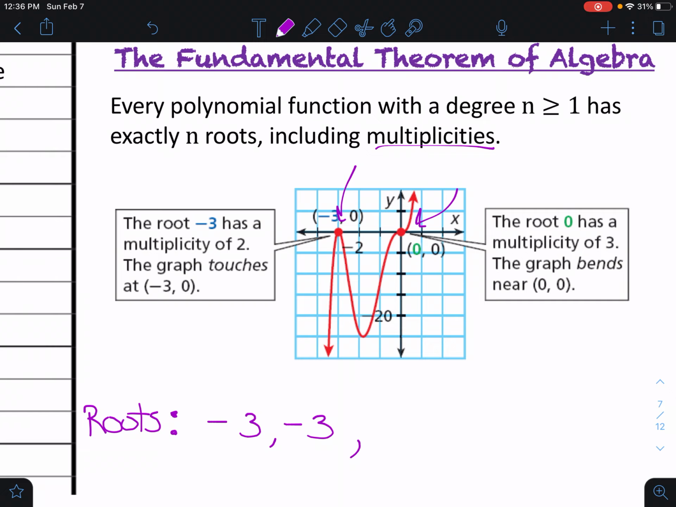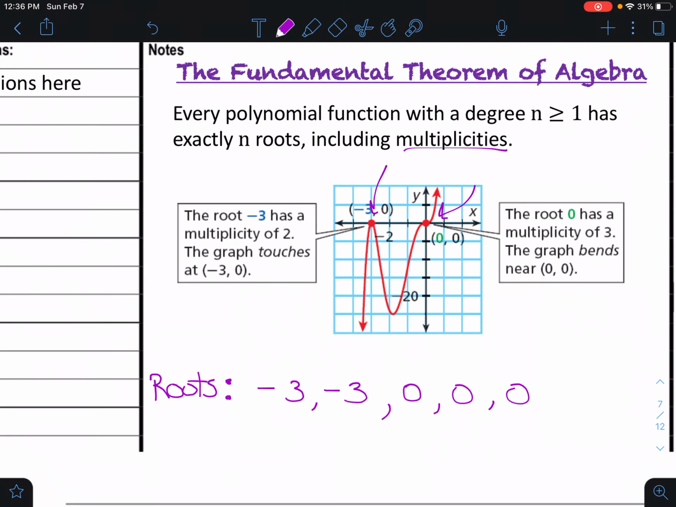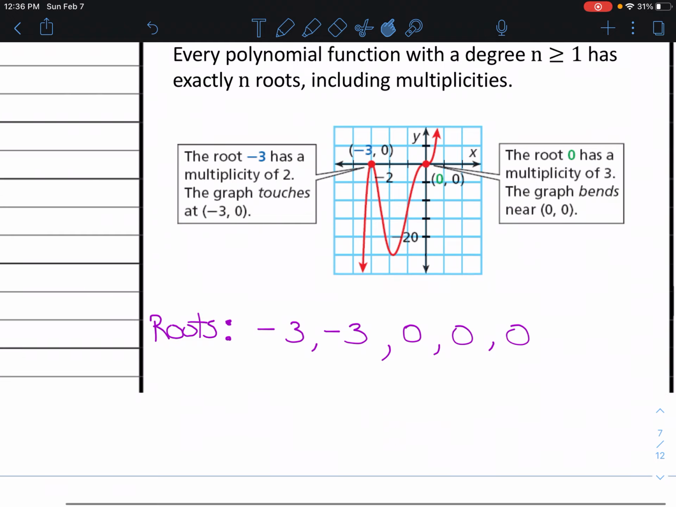What does this mean over here? The root has a multiplicity of 3. That means 0 is a root 3 times. So that can be confusing. We'll talk more about that, but that's just something to be aware of: you can have bends, and we will get into that a little bit more later. But really there are 5 roots here, okay? And they're all real.